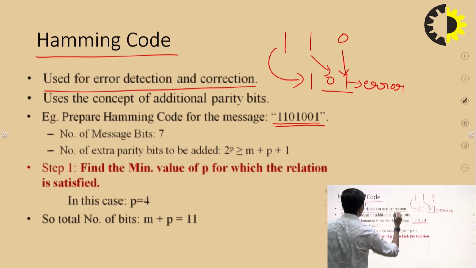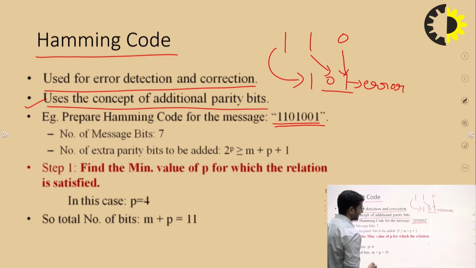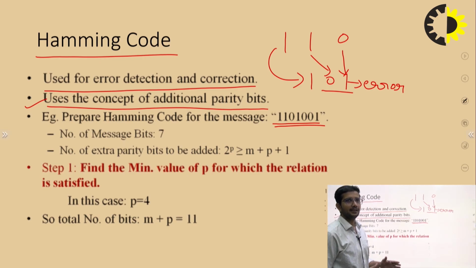Hamming code is used to detect and correct the error. Second point is, it uses the concept of parity bits. That means if we want to detect or correct the error, we have to add some parity bits in the transmitted code. These parity bits help to detect the error at particular places.